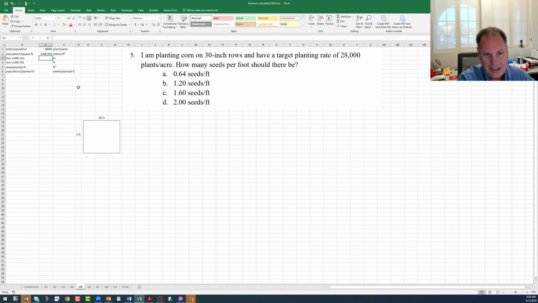My row width in inches is 30. My row width in feet is simply going to be 30 divided by 12, which is 2.5. And so my area per planted foot is not 1 square foot. It is actually 2.5 feet one direction by 1 foot the other direction.